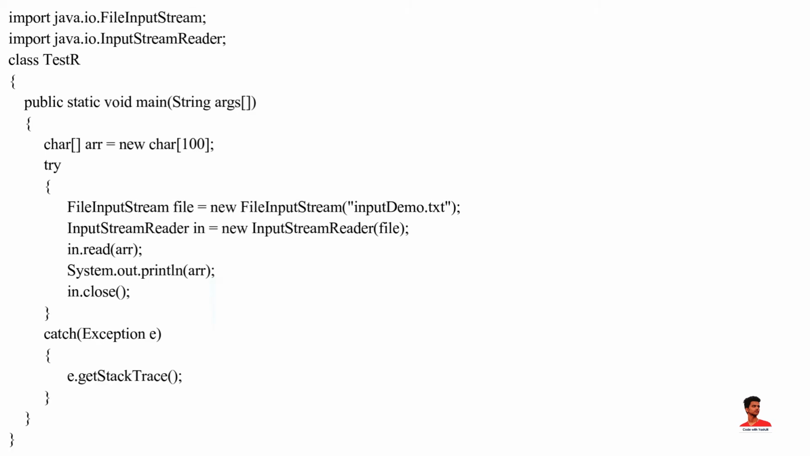In this example, we have created an InputStreamReader using the FileInputStream. The InputStreamReader is linked with the file input demo.txt. To read characters from the file, we have used the read method.